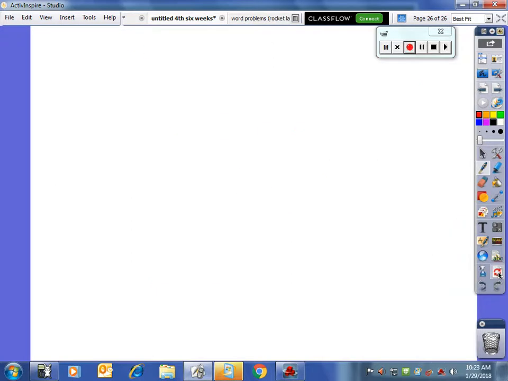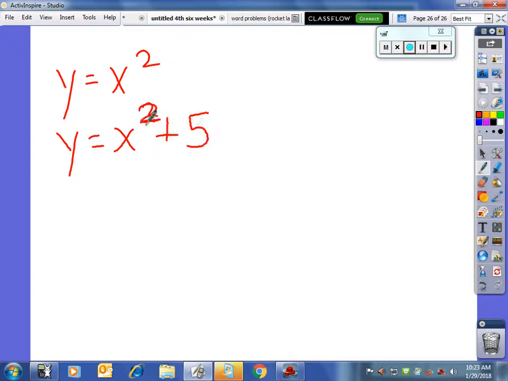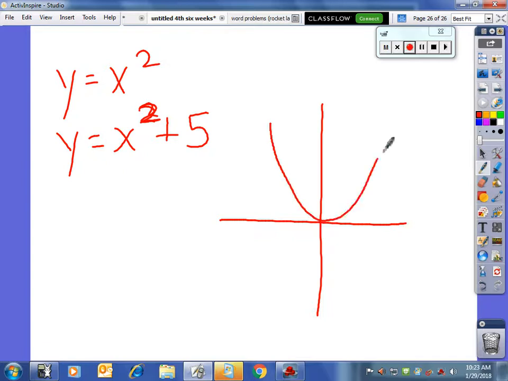What does the y-intercept do? What does the c do? y equals x squared compared to y equals x squared plus 5. What do you think is going to happen there? Does it affect the width? There's y equals x squared. What's going to happen to y equals x squared plus 5? The whole thing is going to go up 5 spaces. Is it going to get skinnier or fatter? Not at all. So the y-intercept just moves a function up or down.